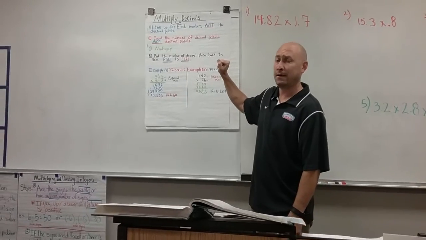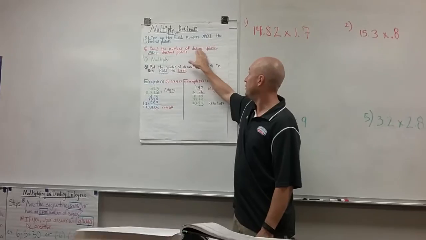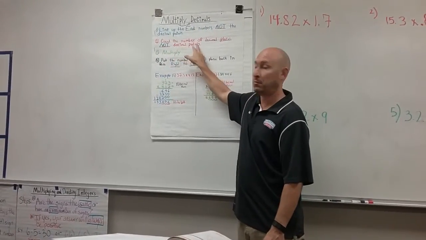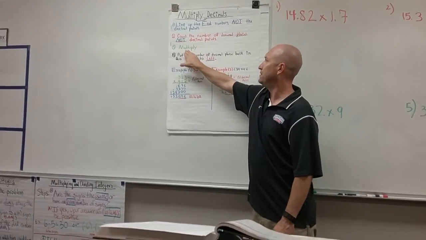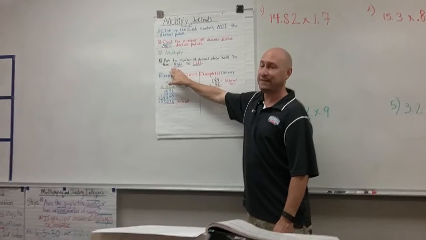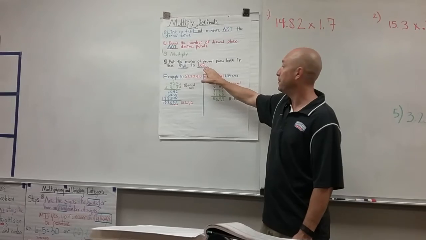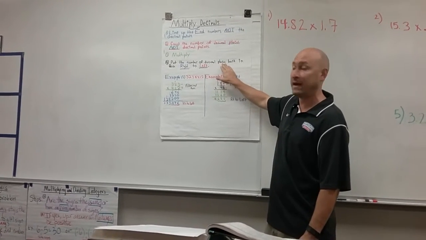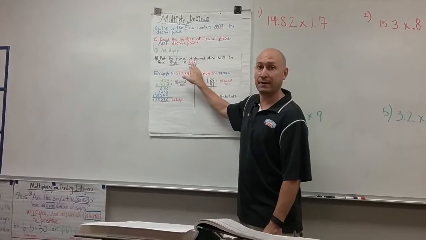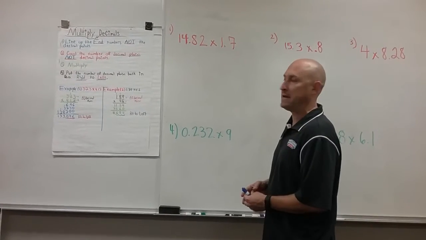After we line up the end numbers, our job is to count the number of decimal places that are to the right of the decimal point. We aren't counting the actual decimal points. Our third step is to actually do our multiplication. And then our last step is we put the number of decimal places that we have accounted for back into the final answer from the farthest right, working back to the left. I'm going to work a few examples on the board showing you exactly what I mean.